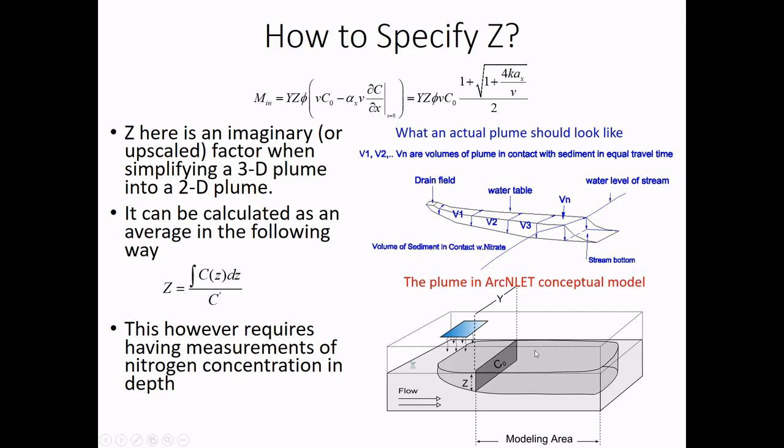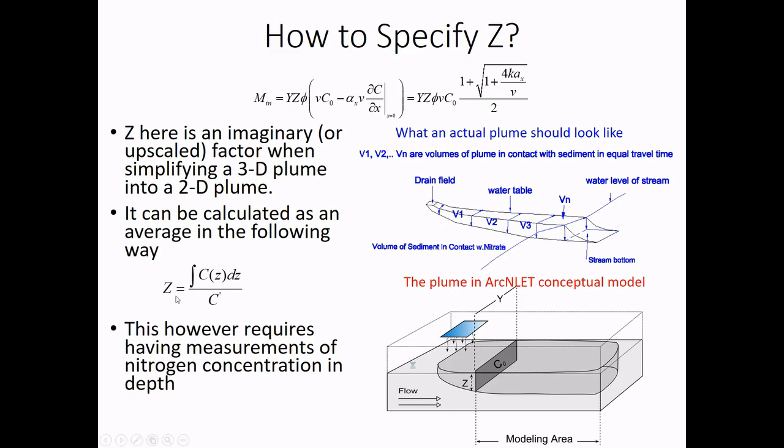So essentially, the Z plays a role to convert the mass of this volume into a mass of this kind of volume, right? You can say I have different concentration values at different depths, I integrate them out, I divide by a C value, and I get a Z. So this is essentially what the Z value is for. It's essentially an upscaled volume, or depth. I'm sorry, or height.